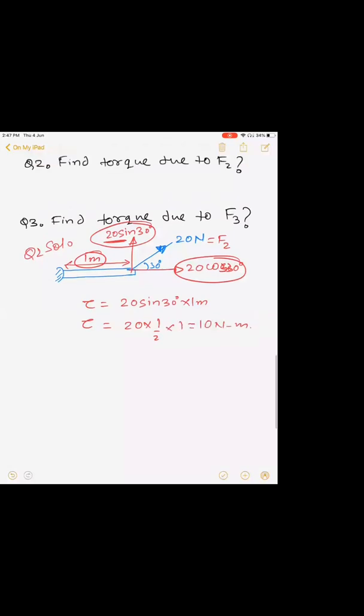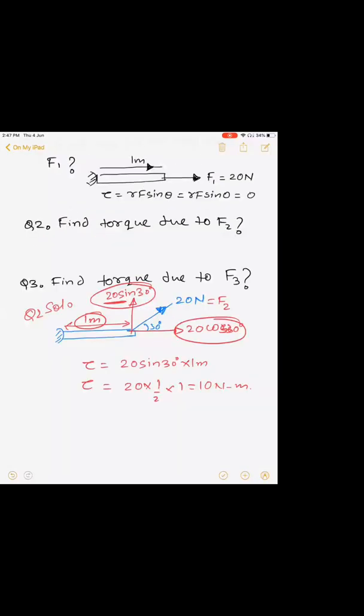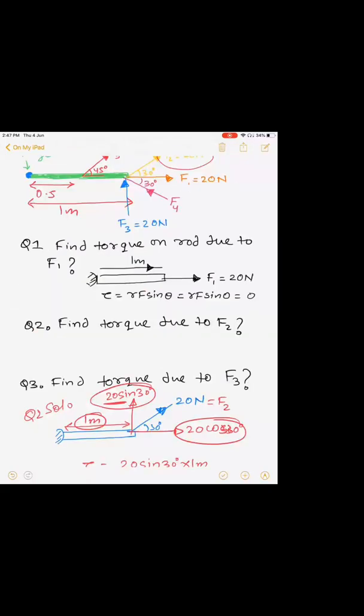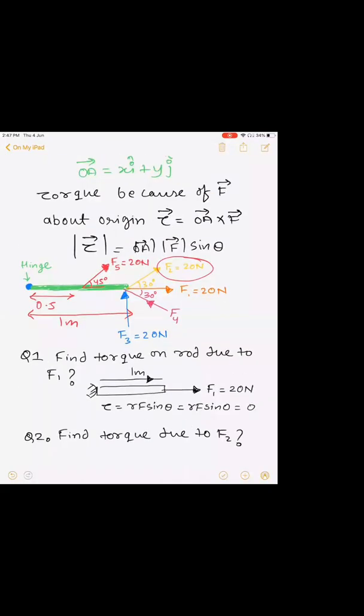Okay. Now we found torque due to F2. Torque due to F3 is very easy. F3 is 20 Newton, already perpendicular. Force into displacement, 20 into 1. You got the answer, right? And now hopefully you can find torque due to F4 and F5 on your own, right? Do you want any help in torque due to F5, or we can move towards the next question?